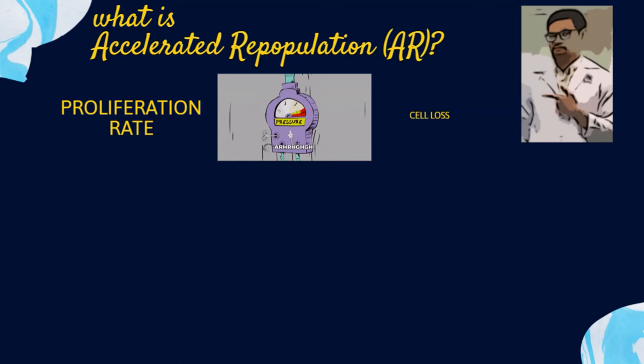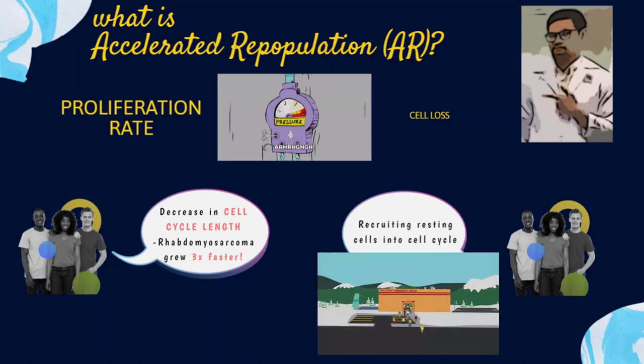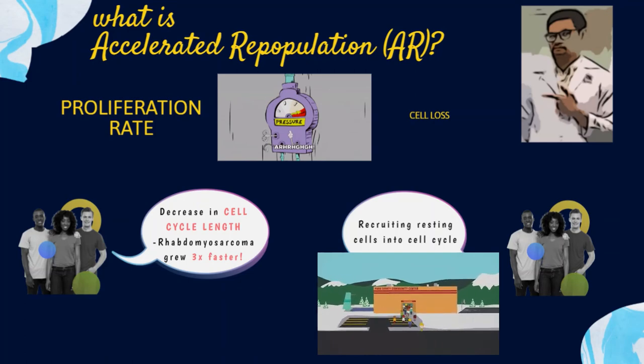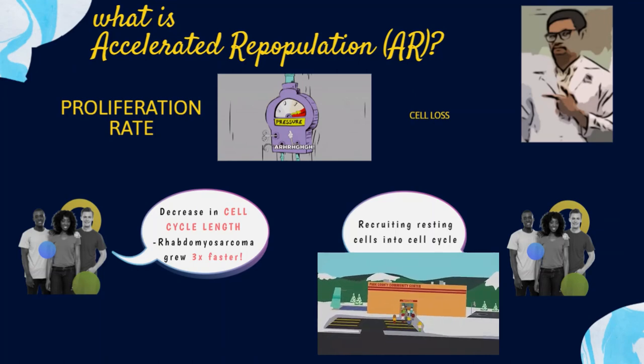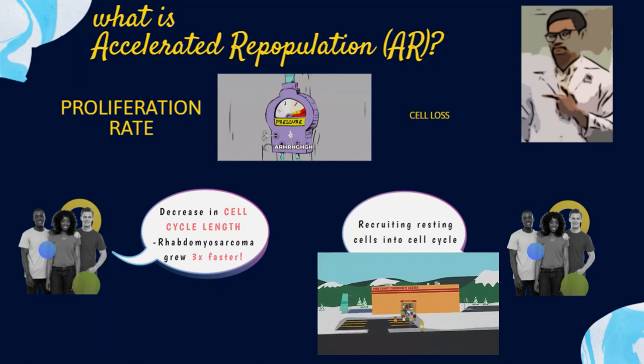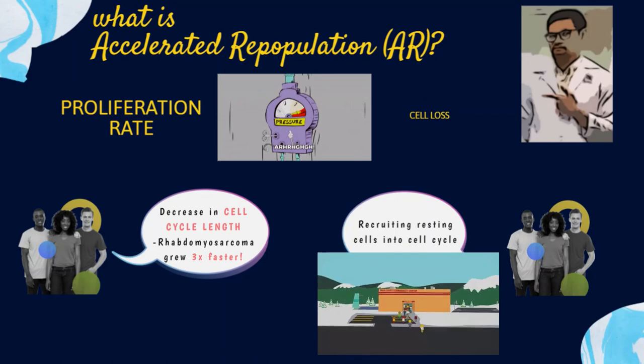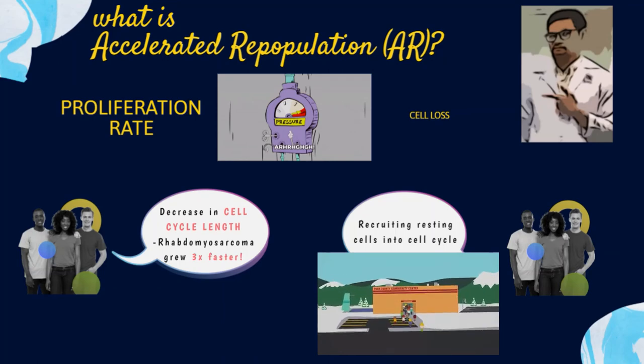There are two groups of researchers that show this accelerated repopulation. One group shows the cell cycle length is decreased post-irradiation. For example, rhabdomyosarcoma grew 3 times faster after it was irradiated compared to before. Another group, Roxwell's group, showed that tumor cells also grew faster because tumor cells recruit the quiescent cells, which are the non-actively dividing cells, into the cell cycle to undergo mitosis. The group shows that the recruitment can be as fast as 1 day.